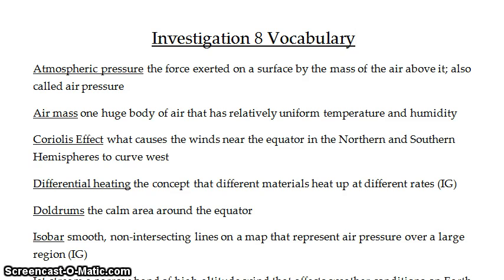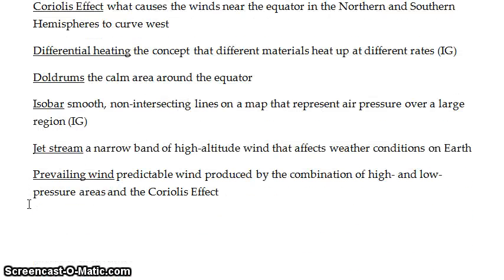Okay, we're starting investigation 8, which is air pressure and wind. Here are some of the vocab words that we have for this section: atmospheric pressure, air mass, Coriolis effect, differential heating, doldrums, isobars, jet stream, and prevailing winds.